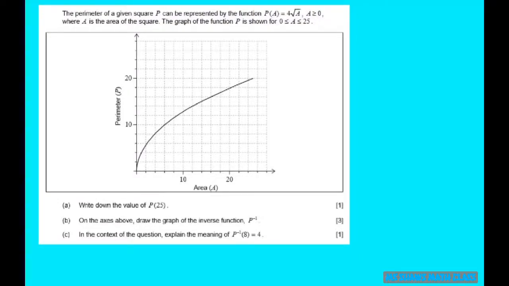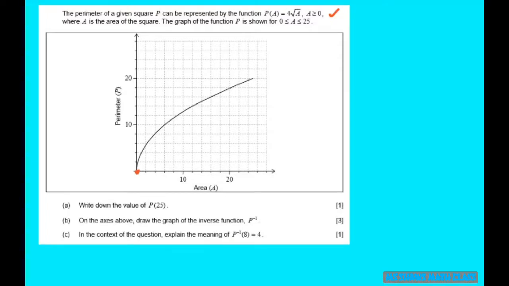Hi everyone. The perimeter of a given square P can be represented by the function P of A equals 4 times the square root of A, where A is greater than or equal to 0. So basically we're starting here and we end here, this is your domain. And A is the area of the square.